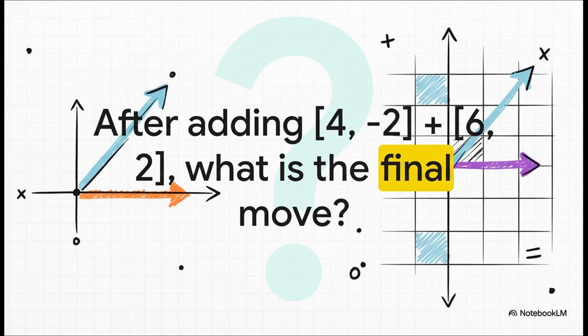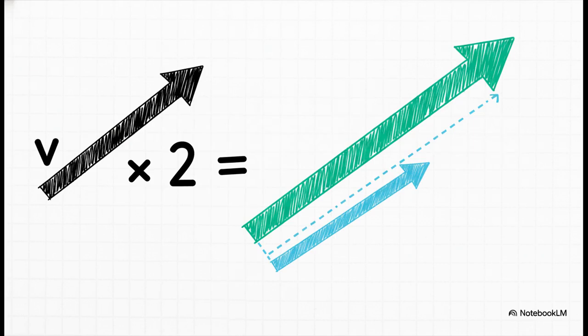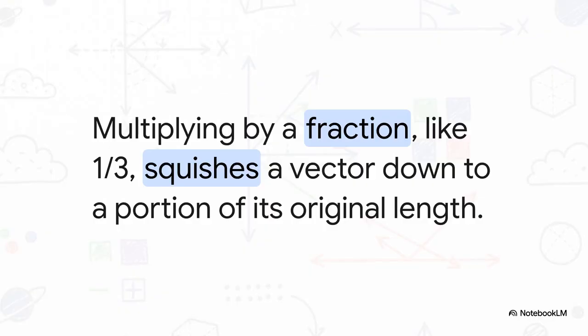All right, let's test that out. If you add these two vectors, what's your final destination? Okay, we can add vectors, but what if we just want to change its size? That's where scaling comes in. Think of your vector like a rubber band. If you multiply by 2, you just stretch it to be twice as long. And if you multiply by a fraction, like 1/3, you just squish it down to 1/3 of its size.